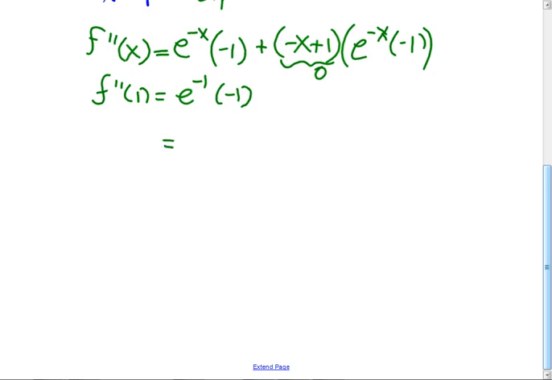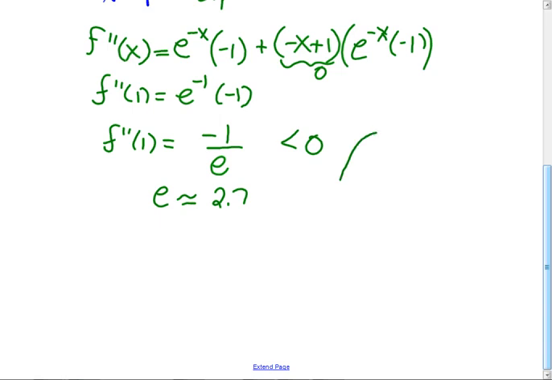I'd like to simplify this just so I can see what's happening. It's a negative 1, and e to the negative 1 is 1 over e. So is that positive or negative? What is e? It's just a number between 2 and 3. It's about 2.7. It's just a number. Okay, this is clearly less than 0. The second derivative is negative, so that means my function is concave down. Therefore, this is a negative number. 2.7 is positive. Remember, e to the negative 1 is just a reciprocal.